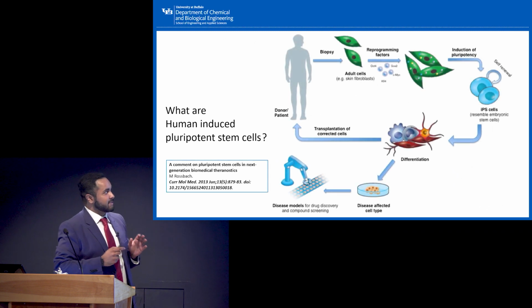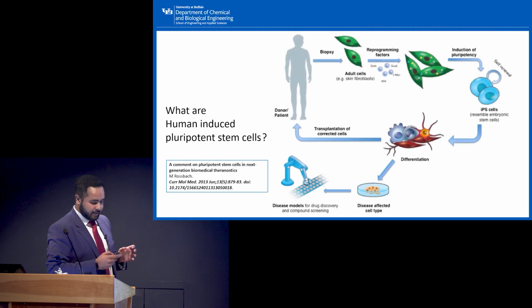Well, back in 2006, Dr. Yamanaka was able to take adult human tissue, mainly easily accessible cells like your skin and your blood, and then using some reprogramming factors, although now you can do that even chemically, he was able to induce pluripotency in these cells and make them embryo-like.